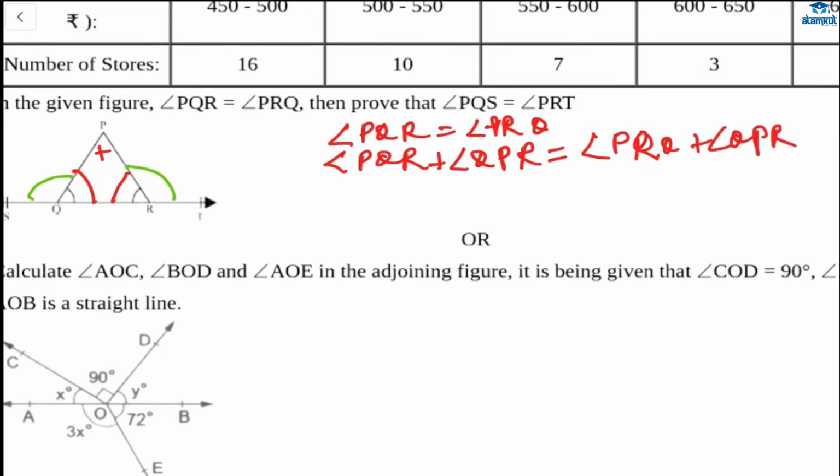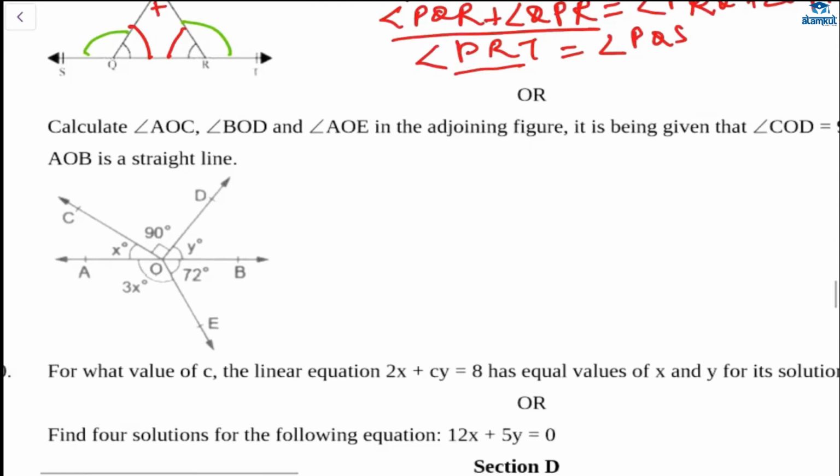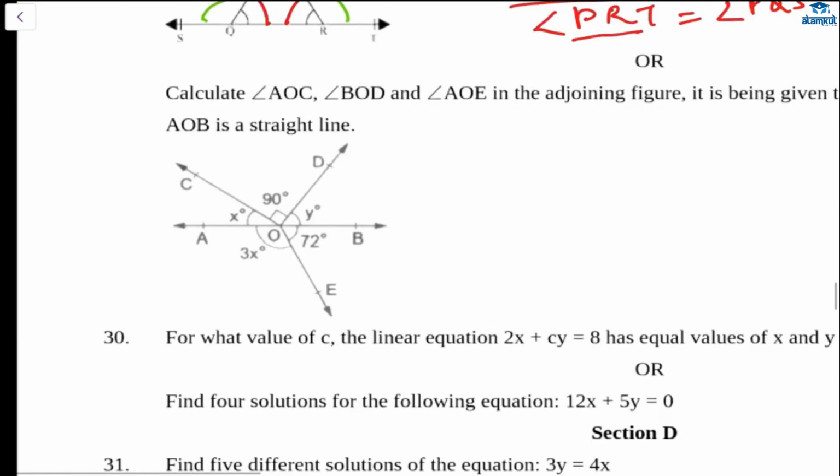Now this can be written as PQR plus this, and it will be equal to PRT. PRT is equal to PQS. Okay, so it is proved. But when you are writing this, you have to mention here that this will be equal to this, because the exterior angle is equal to the sum of two interior opposite angles. Now question number 29, the same, the other part.